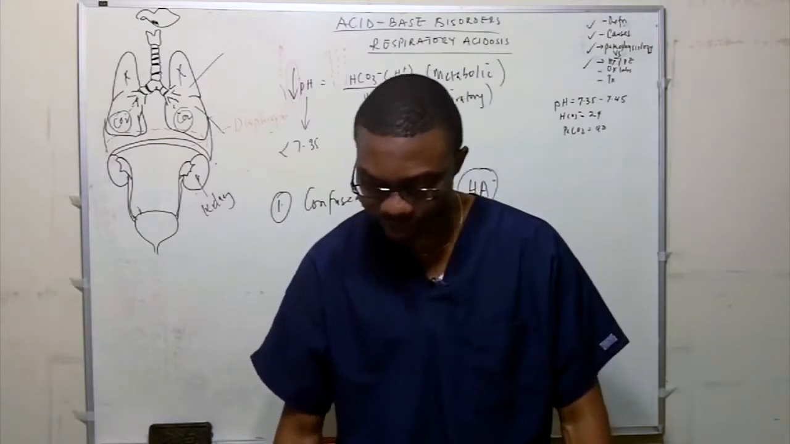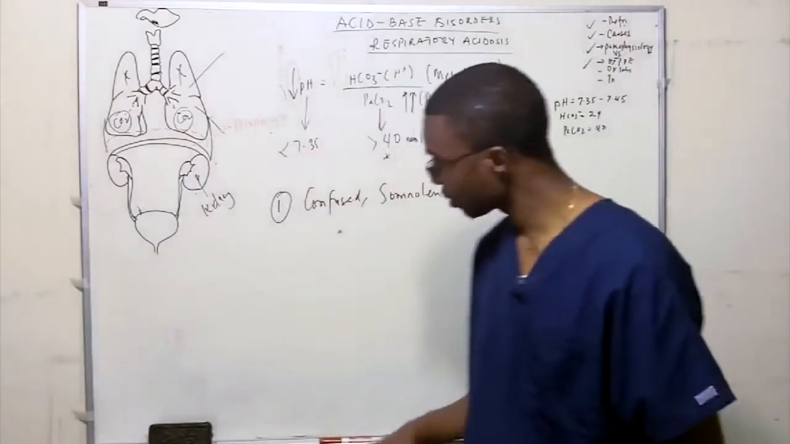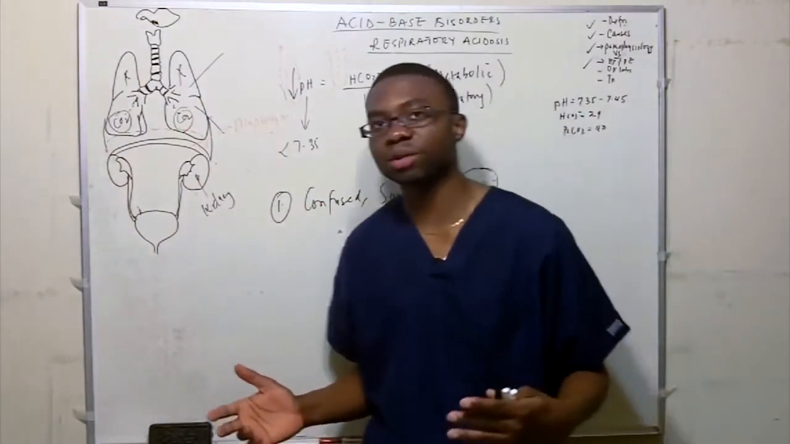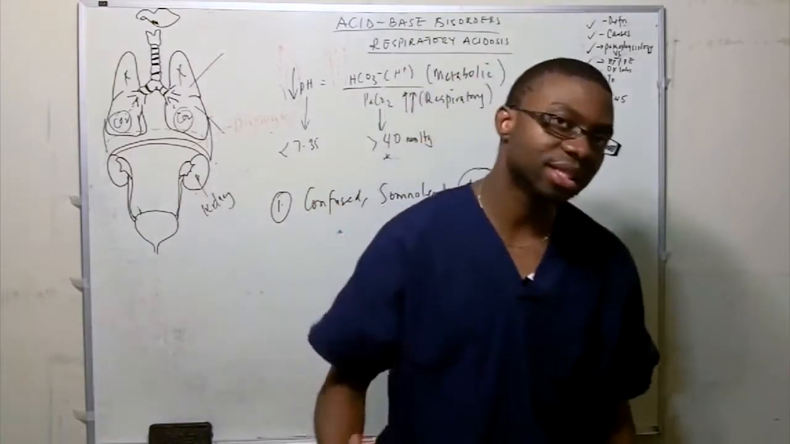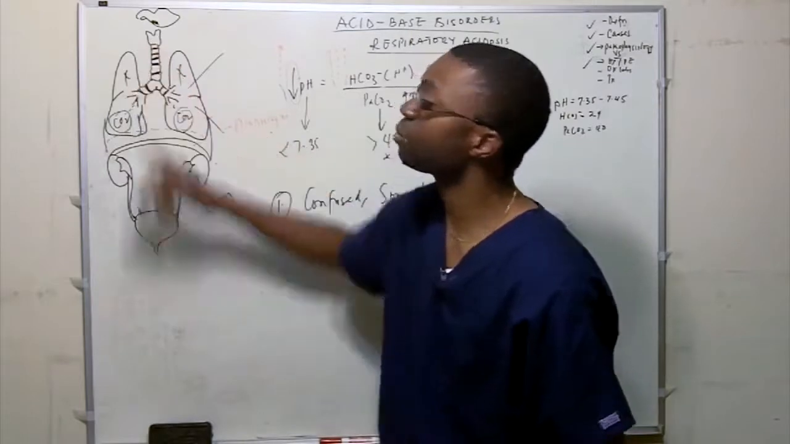Now, let's talk about treatment. Right? Let's talk about treatment. What's most important for these patients? In emergency medicine, we always have to look out for this. A, B, C, D, E, right? The first rule is airway. You want to make sure their airway is patent.